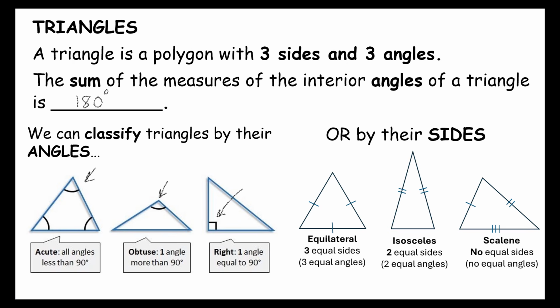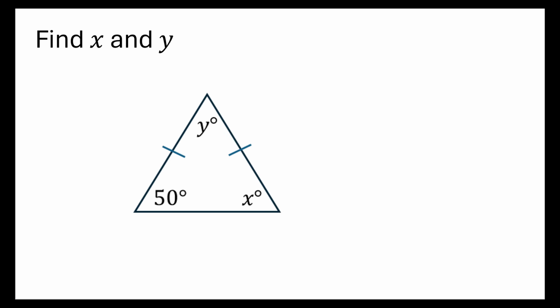A triangle that doesn't have any sides that are equal is called a scalene triangle, and you can see that one side has 1 hash mark, another side has 2 hash marks, and another side has 3 hash marks, and that means that none of them are the same, since they all have a different number of hash marks. So that's how you can classify triangles.